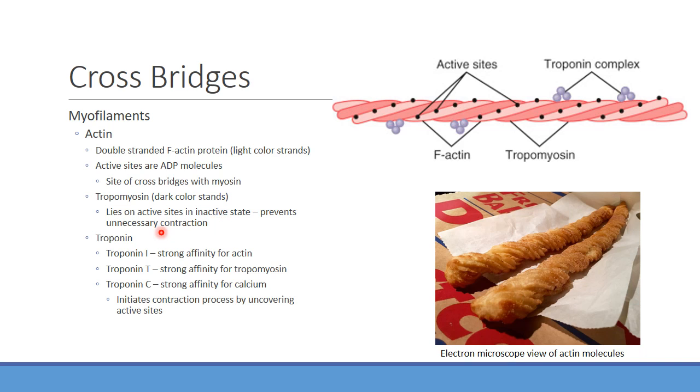Okay. And then we're going to have troponin, which you can see the troponin complex here sitting on top of these strands. Basically, you're going to have three subunits there. You're going to have troponin I, which has a strong affinity for actin, so it's sitting on those light strands. You're going to have troponin T, which has a strong affinity for tropomyosin. And then you're going to have troponin C, and this one actually binds calcium. So you guys remember when you have the action potential spread along the skeletal muscle, you cause release of calcium from the sarcoplasmic reticulum. This is where it's going to be interacting with this troponin. You guys ever heard of troponin before?